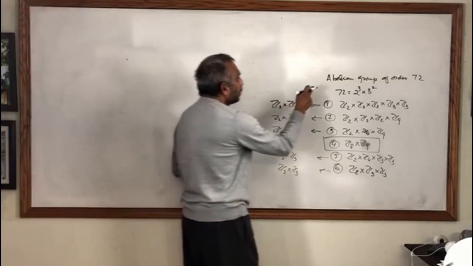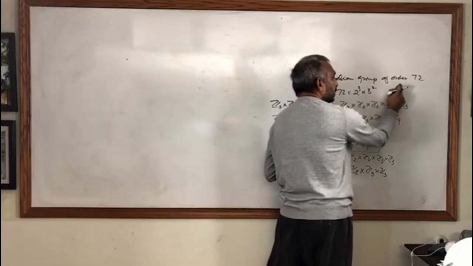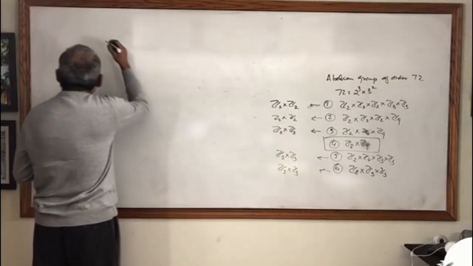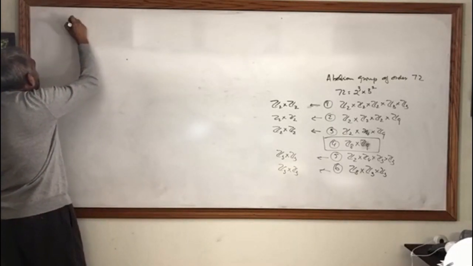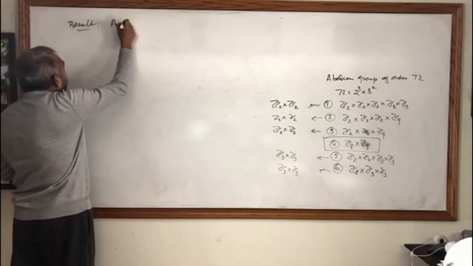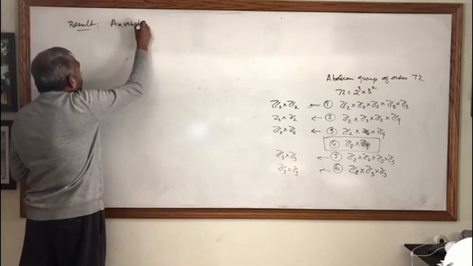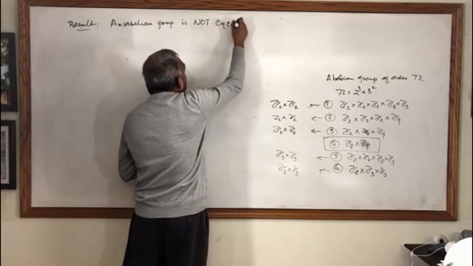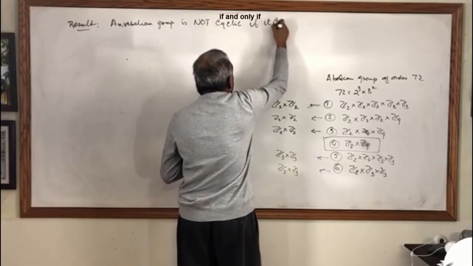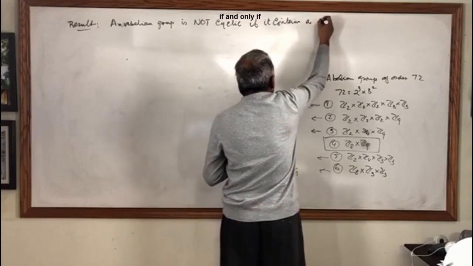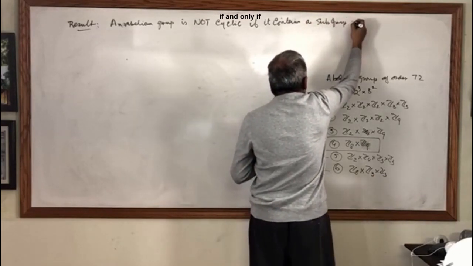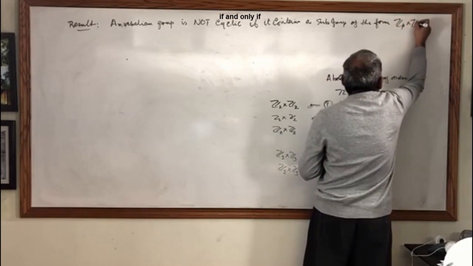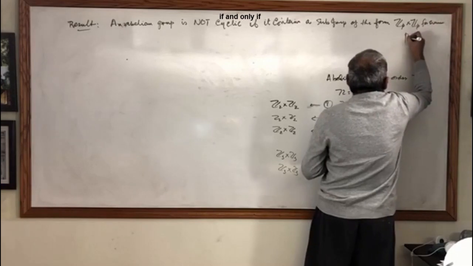So we can easily say that an Abelian group is not cyclic if it contains a subgroup of this form. And that's what we are going to write here. Result: an Abelian group is not cyclic if it contains a subgroup of the form Zp times Zp for some prime p.